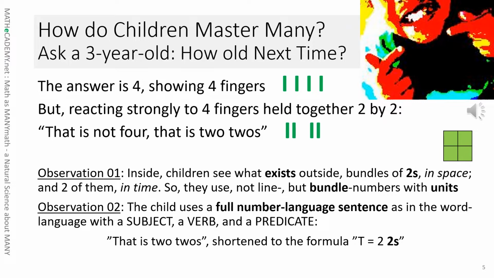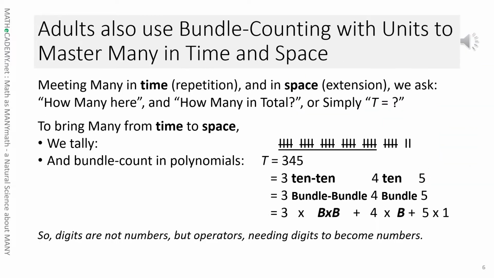Observation 2, the child uses a full number language sentence, as in the word language, with a subject, a verb, and a predicate. That is 2 twos, shortened to the formula T is 2 twos. Adults also use bundle counting with units, to master many, in time and space. Meeting many in time, repetition, and in space, extension, we ask: how many here, and how many in total, or simply, T is what? To bring many from time to space, we tally: stroke, stroke, stroke, stroke, bundle, etc.